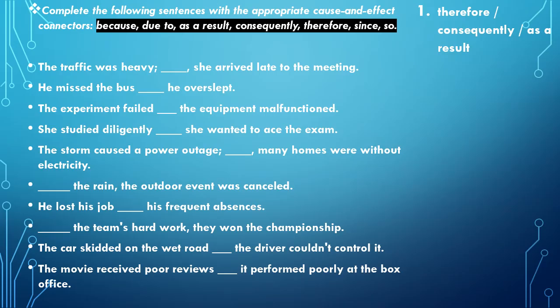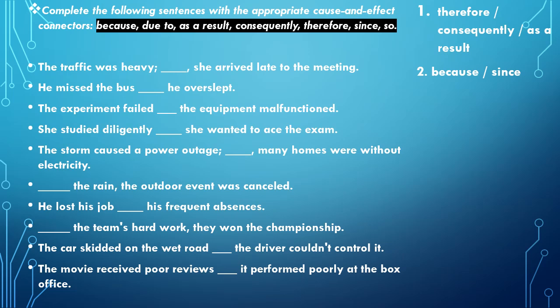He missed the bus, he overslept. Does this sentence show a cause or effect? This one obviously shows a cause. So he missed the bus. Why did he miss the bus? He missed the bus because he overslept.